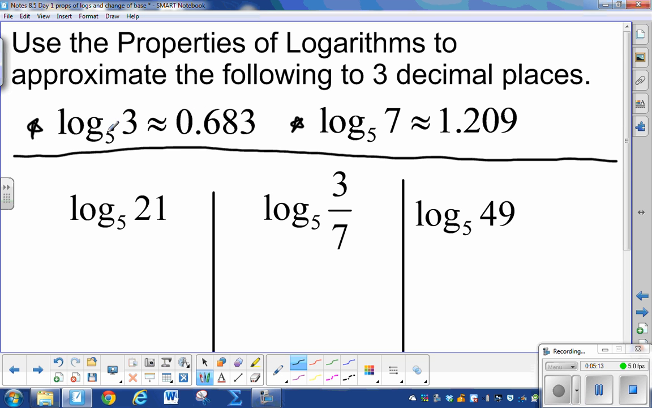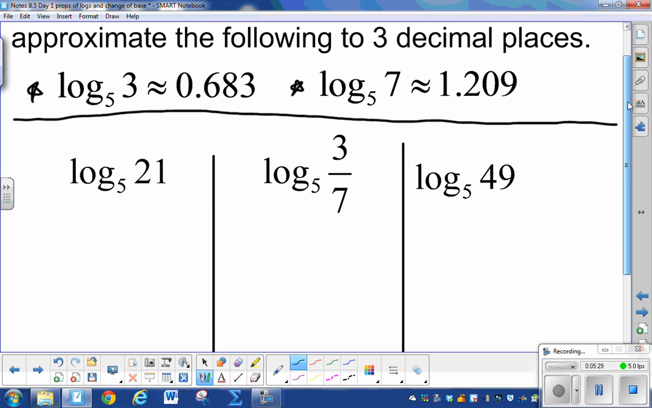Now, if you want to check that in your calculators, 5 to this power is going to be about a 3. It's not going to be exact. That's why I put the approximation. Same thing here. 5 to this power is about a 7. Now, using this information, because they're telling you both of these, they want you to evaluate this. This is where those properties come into play.